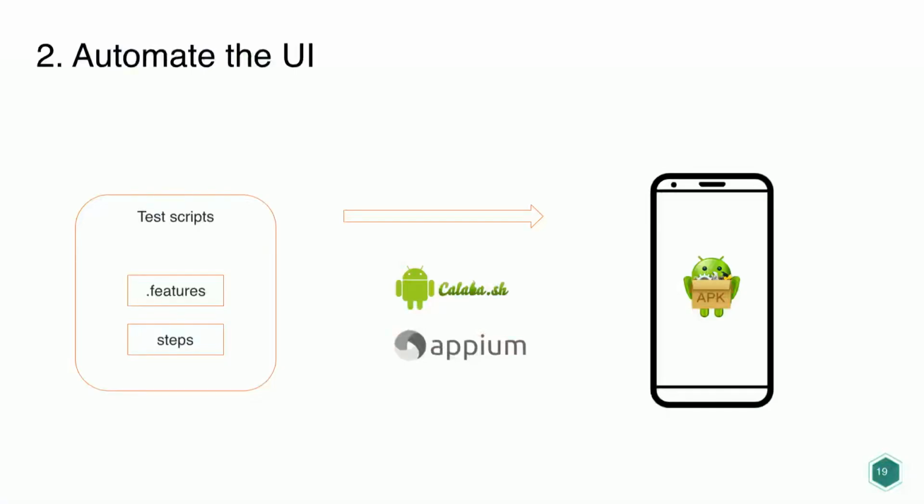But in order to do that, we need to automate the UI. One part of the mobile security tests is client-side testing, right? If we don't automate the UI, we cannot access all the code. So in the example, we're going to use Calabash. That's just a UI automation framework, but these tests can be written using other UI automation frameworks, such as Appium, for example.